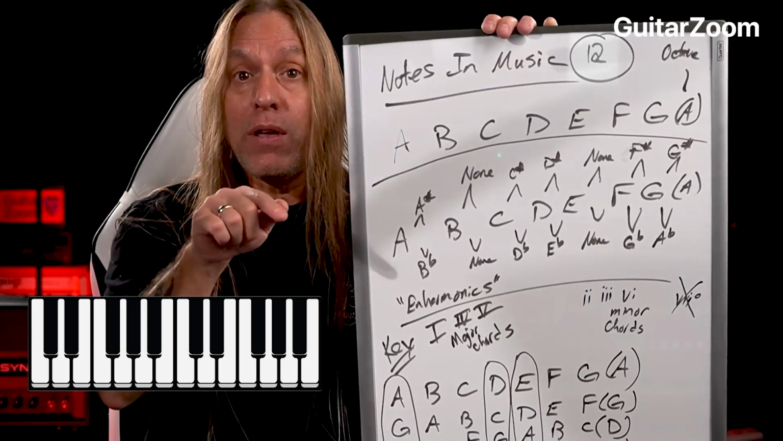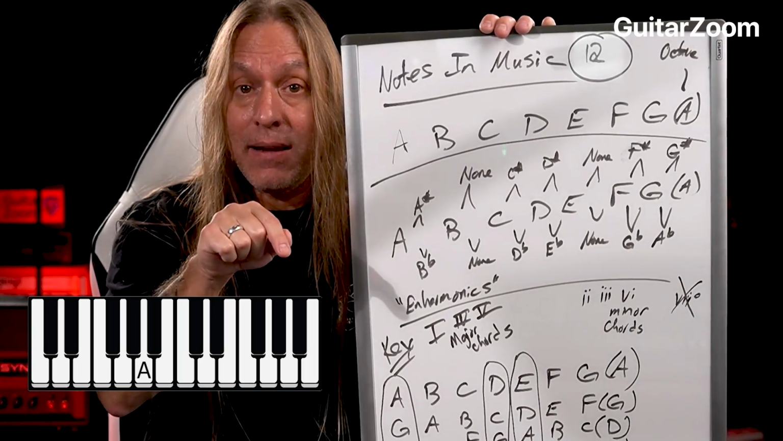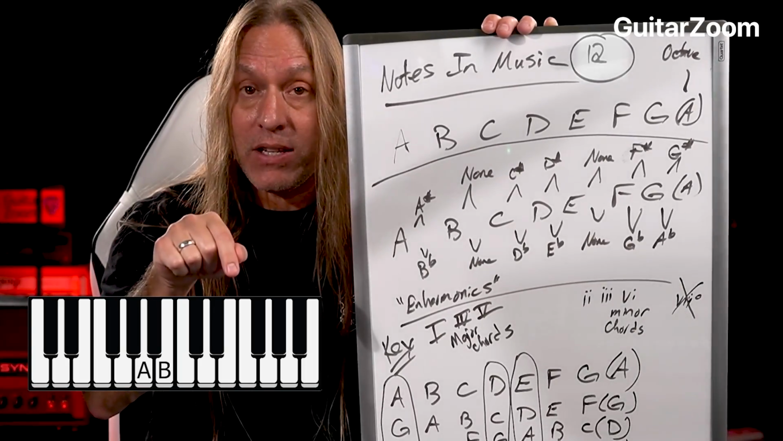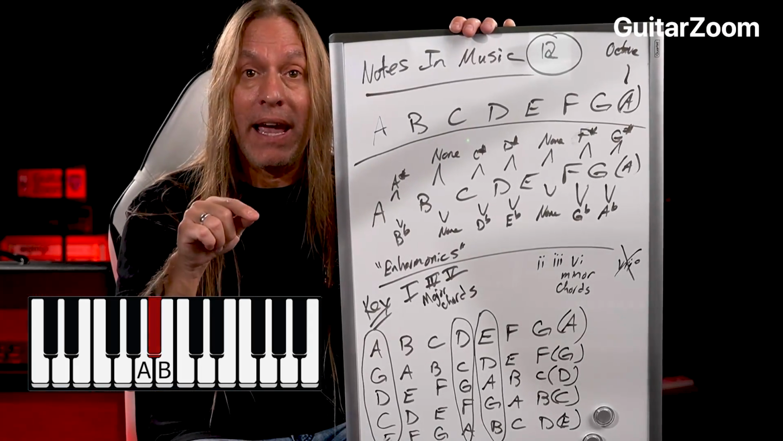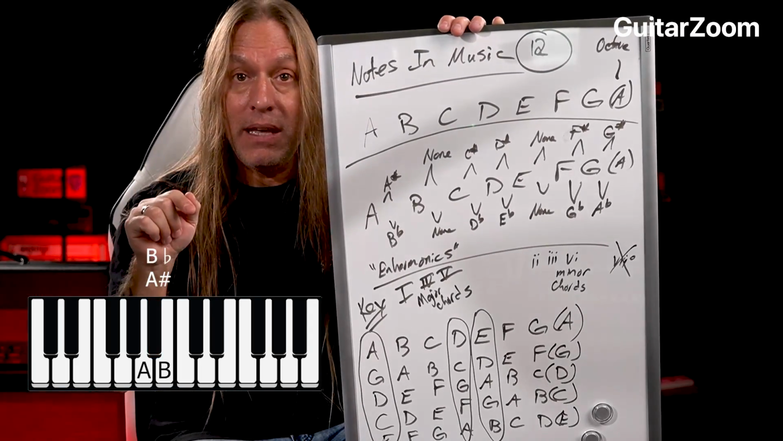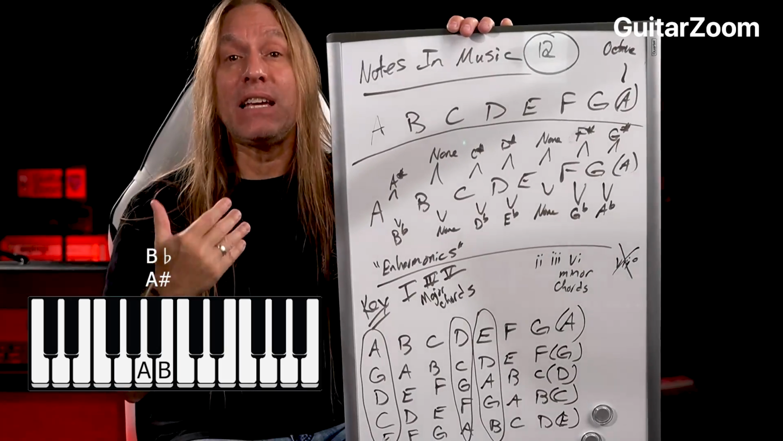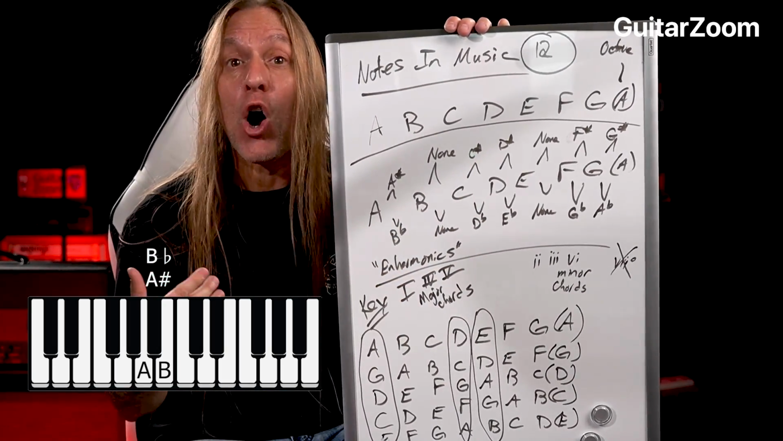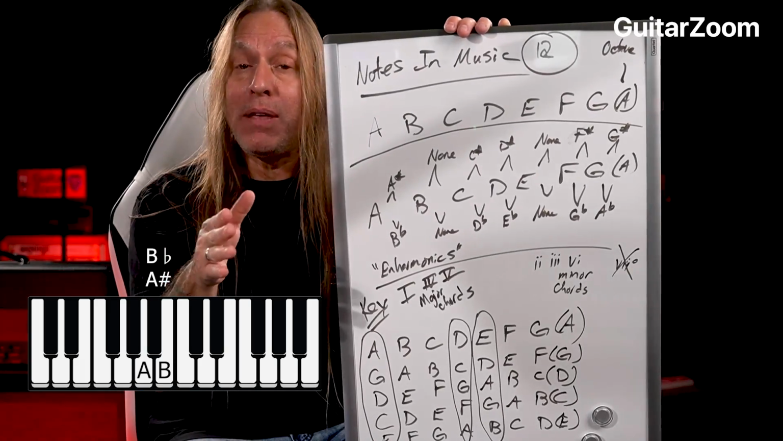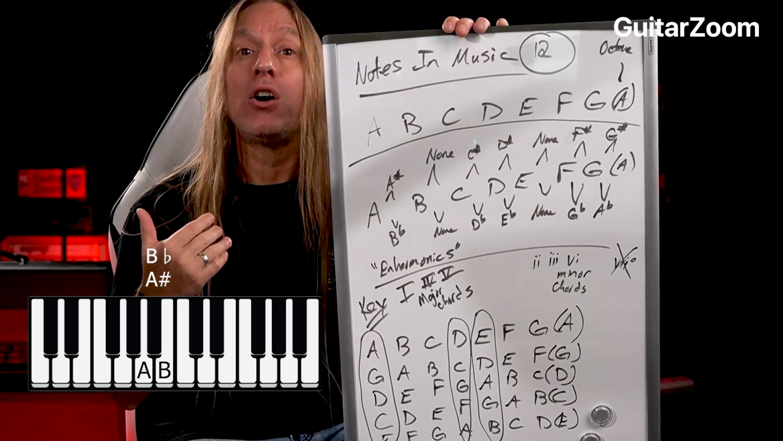So, for instance, if we found the white key on the piano A and we found the white key B right next to it, in between would be a little black key. Now, that little black key would be called A sharp or B flat, and it could be called both things. We call that an enharmonic. So A sharp and B flat are two names for the same note.